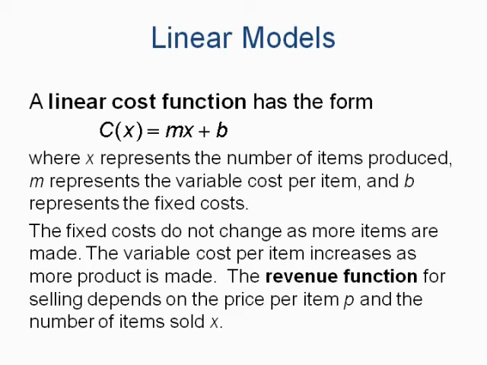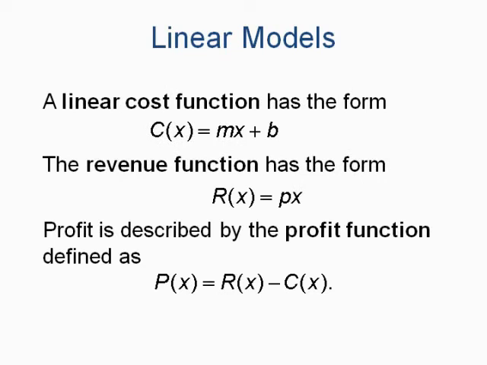Now, the revenue function for selling depends on the price per item p and the number of items sold x. So here we go. The linear cost function has the form we've already mentioned, C(x) equals mx plus b. The revenue function has the form R(x) equals px. And the profit described by the profit function is defined as P(x) equals R(x) minus C(x).